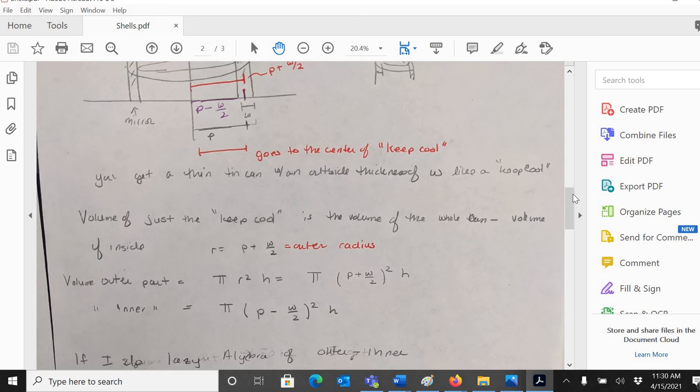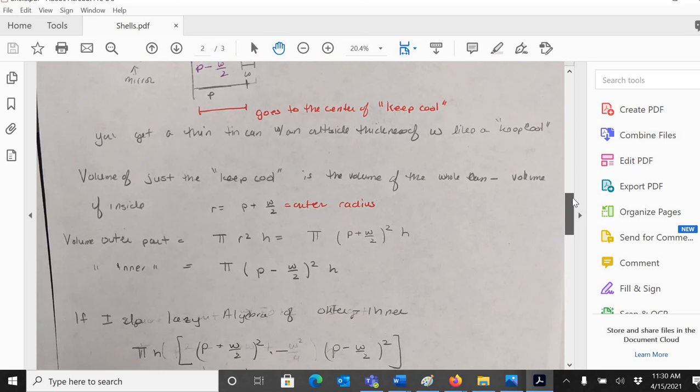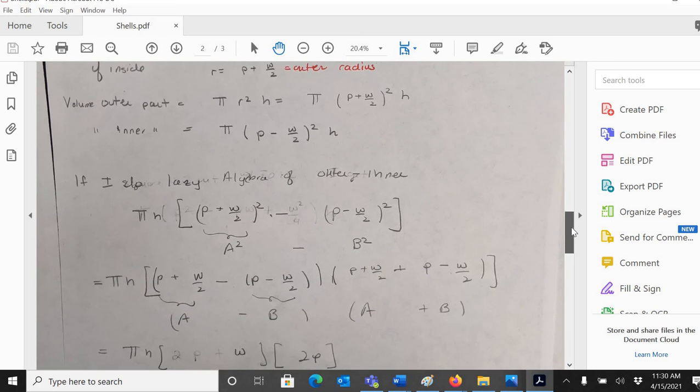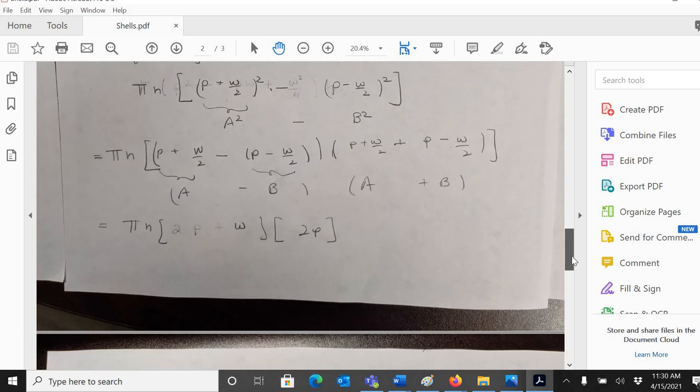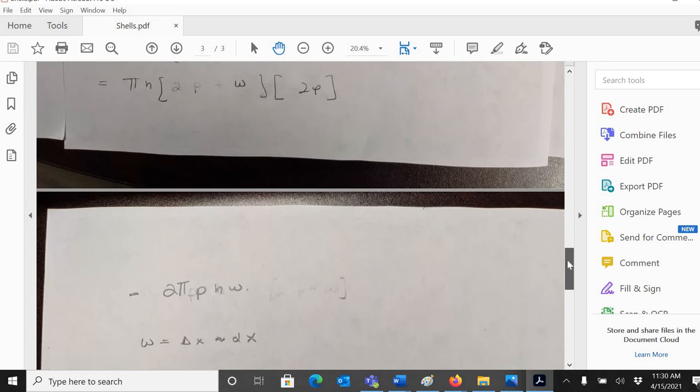It's not really important, you know, this is the actual derivation. I did some algebra now for outer minus inner. So I just subtracted the volume of the outer part minus the volume of the inner part. Algebra is not important. I found a lazy way to get to the answer myself using difference of squares. The point is that everything cancels, and I'm just left with pi h w times 2p. If I reorder the 2 and bring it out to the front, and I have the pi second, and I put the p and the h and the w side by side, I get what's in your book.